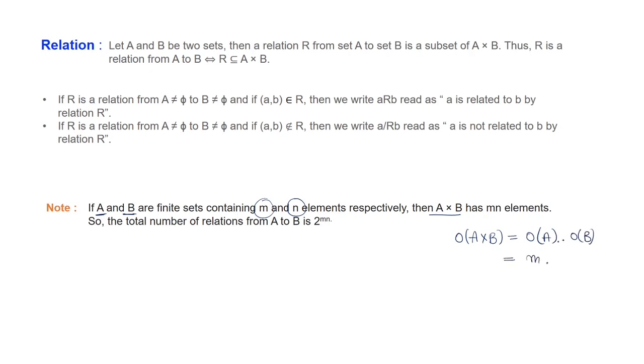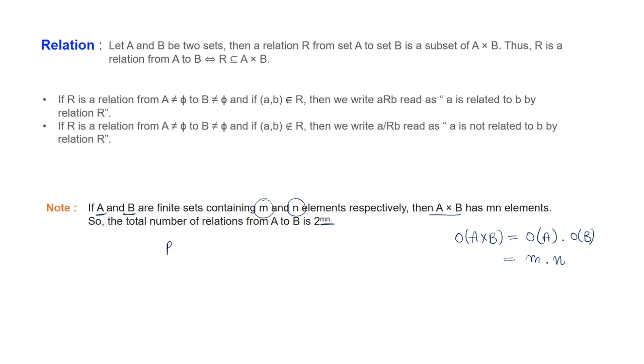Order of A is m, and order of B is n. So here the order of A cross B is always m into n. Then all the possible number of relations from A cross B are 2 to the power m into n. So let us understand this concept here.